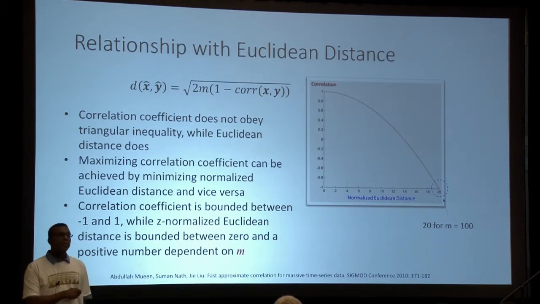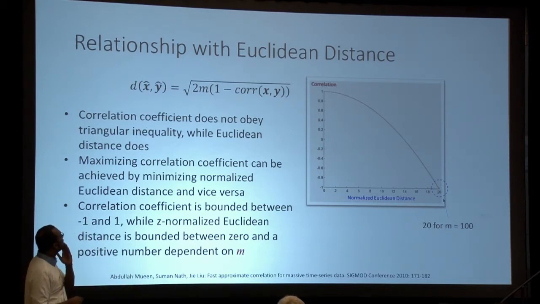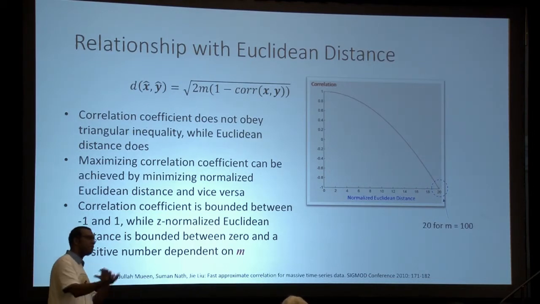Correlation coefficient is not a metric, but Euclidean distance is. So correlation coefficient doesn't obey the triangular inequality, while Euclidean distance does. And the fact that they are monotonic means that maximizing correlation is equivalent to minimizing Euclidean distance and vice versa.